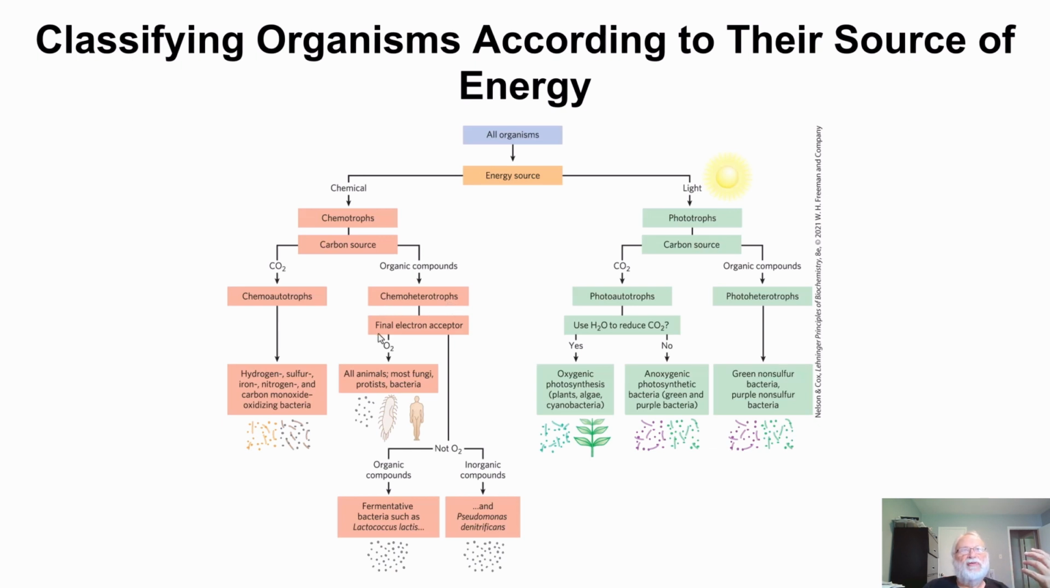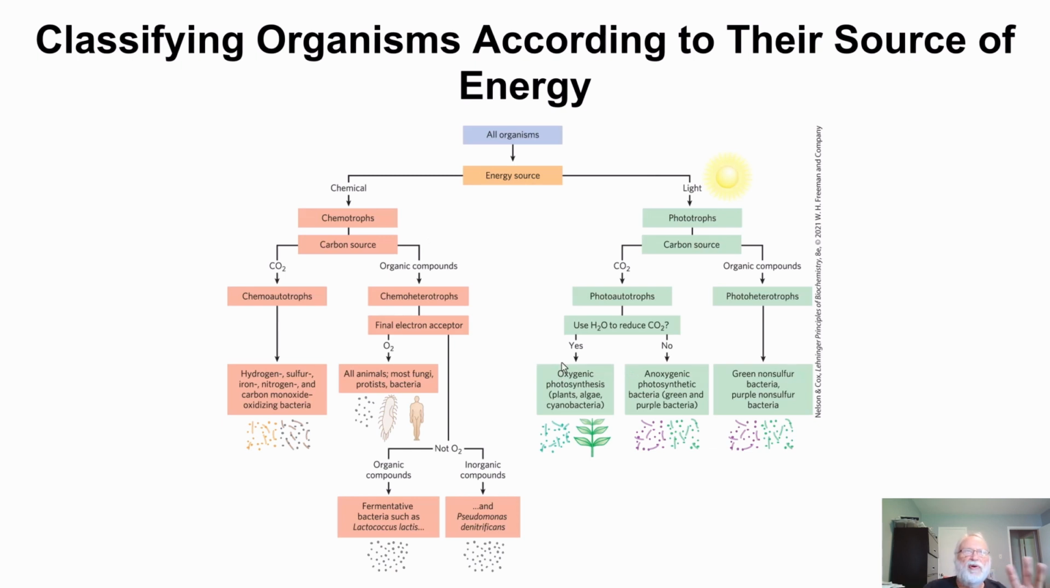Then there's the final electron acceptor. If it's oxygen, that's all animals, most fungi, protists, bacteria, organisms like ourselves. If the final electron acceptor is not oxygen, it's an organic compound, as in bacteria such as Lactococcus lactis. And you have some that use inorganic compounds, like Pseudomonas denitrificans. So you can see that there's a variety of ways that organisms get their energy and metabolize their energy.